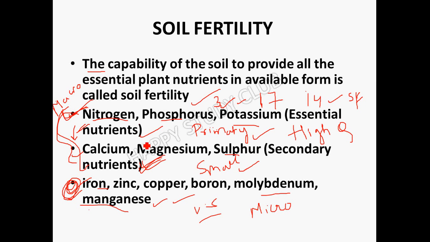But when we compare primary and secondary, primary and secondary only refer to the quantity of nutrients. As compared to primary nutrients, secondary nutrients are needed in small amount, whereas primary nutrients are needed in high amount.